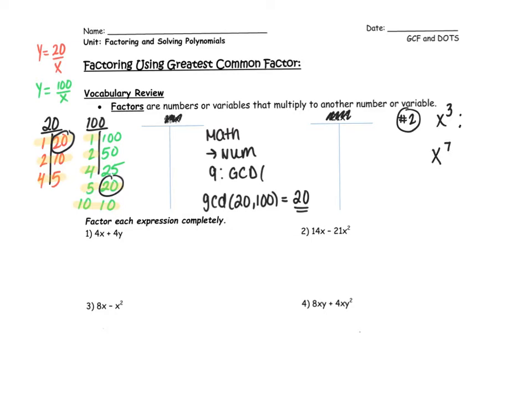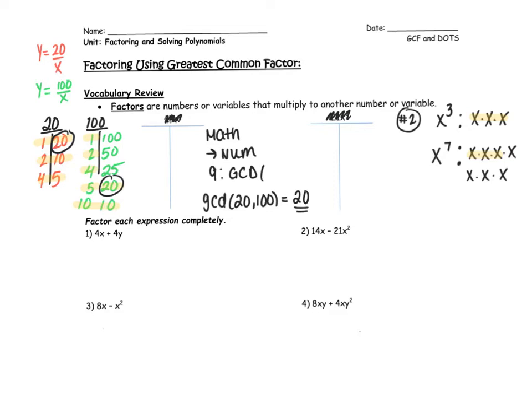The easiest way to find the greatest common factor is to just write them out. So x to the third just means x times x times x, right? X to the 7th means x multiplied 7 times. So 1, 2, 3, 4, 5, 6, and then 7. So if I want to find the greatest common factor between variables, all we're going to do is match up the x's. So notice how there's 3 x's here and 3 x's here. So that tells us that my greatest common factor is just x to the third.